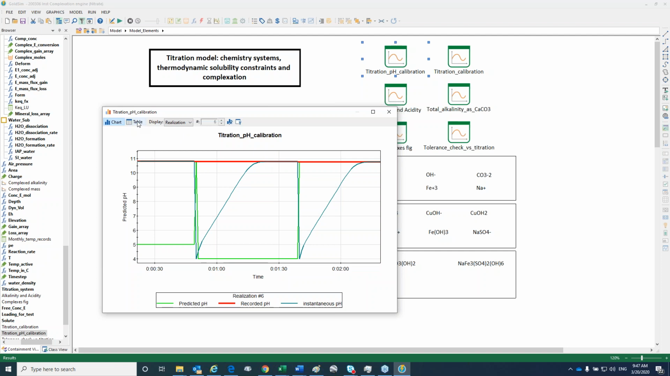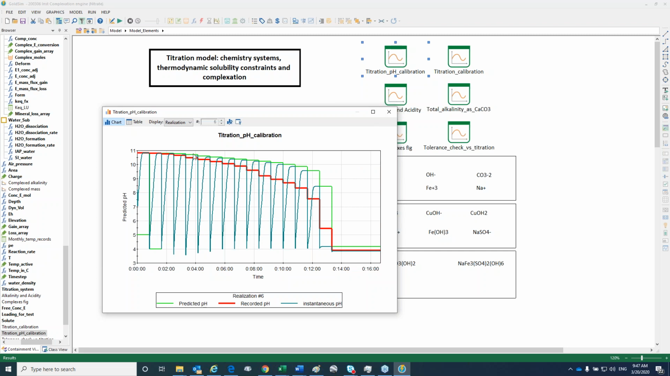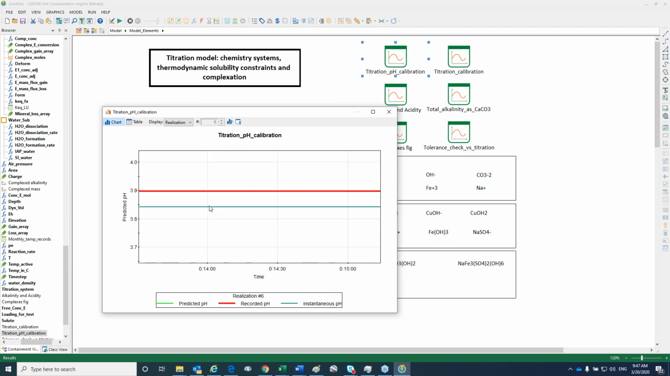Now, what I want to point out is that I'm not trying to calibrate to this individual shift. I'm trying to calibrate to this down here. This isn't one of the best models that I've got, but it's pretty good. What we're trying to get to is down here, and our recorded pH is 3.897, and we were able to get to 3.841.